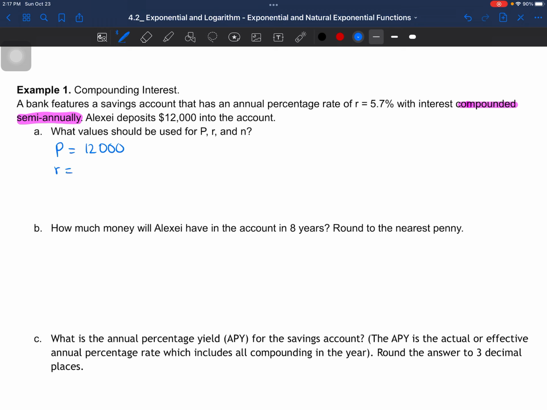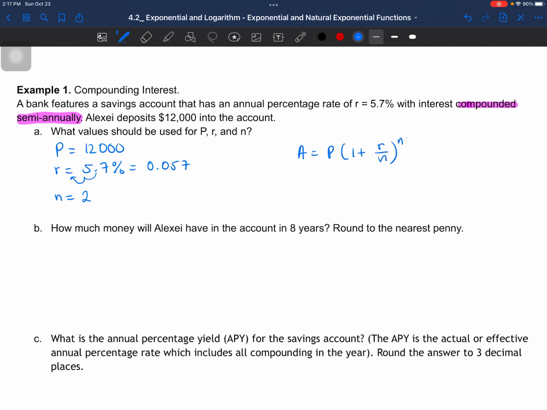So first, let's write down what P is. P is the investment, whatever you're depositing, your initial amount. So in this case, it's 12,000. And then R is the interest rate, so that's 5.7%, which we have to turn into decimal form. So it'll be moving the decimal two positions to the left. It'll be 0.057. And then finally, N. N is the number of periods semi-annually per year, right? Semi-annually, as we mentioned before, is half of a year, so that happens twice a year.